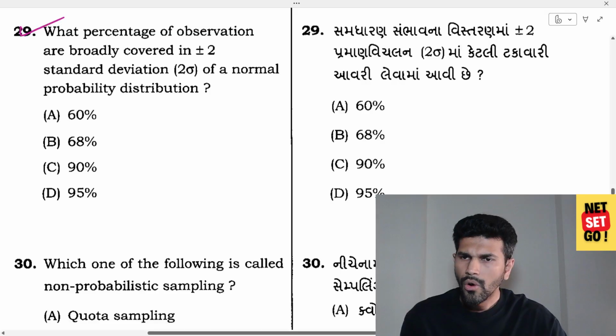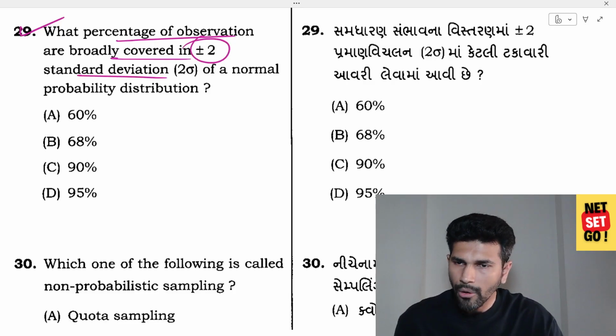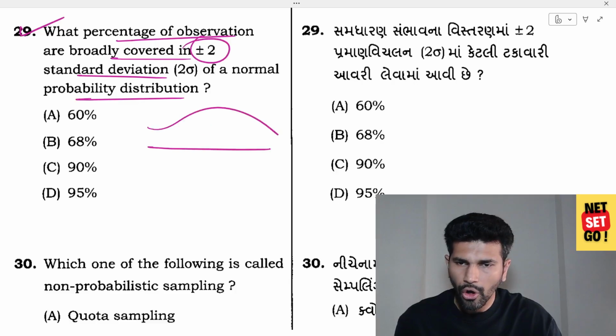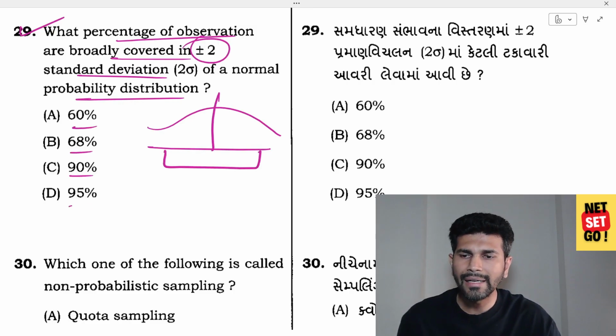Next, what percentage of observation are broadly covered in plus minus 2 standard deviation for the normal probability distribution? In normal probability distribution, plus minus 2, that is this area, covers 60%, 68, 90 and 95%. Option D is correct answer. It is 95%.